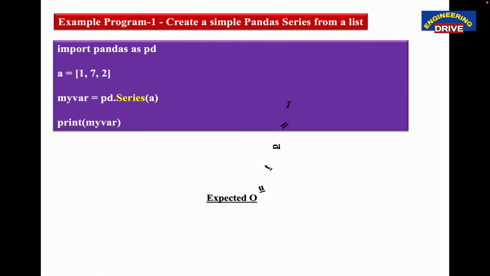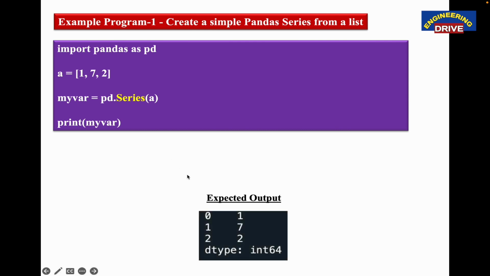So let us see the expected output. This is the expected output, 1, 7 and 2. This is not a tabular representation. This is not a data frame, my dear students. This is a series of numbers which have been displayed, 1, 7, 2. You know why we are calling it a series? You might have got the idea by seeing the sequence order.